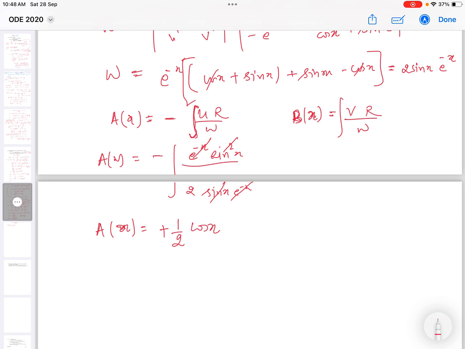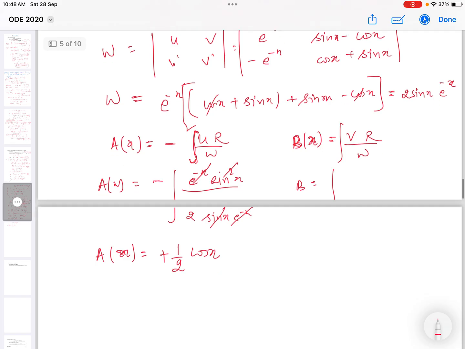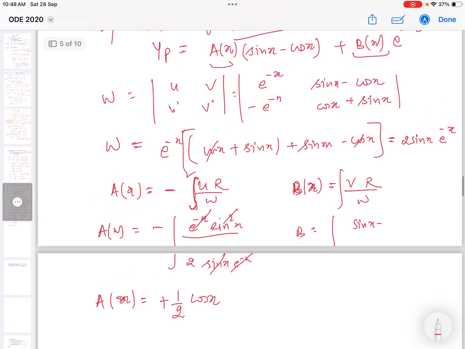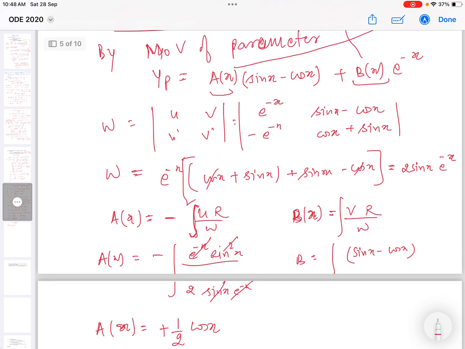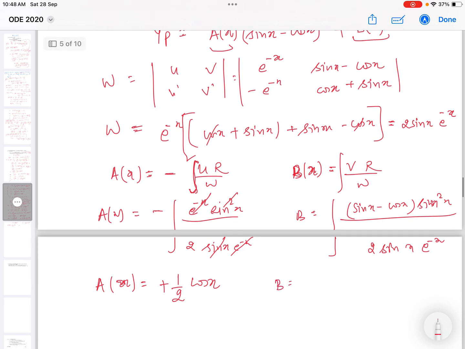b(x) is what? v is sin x minus cos x. r is what? sin square. Then W is 2 sin x e raised to the power minus x. Now we have to do some manipulation again here.